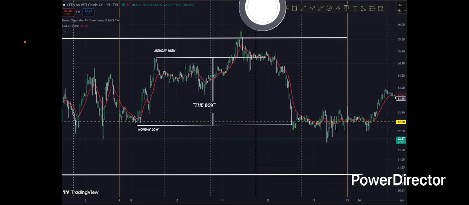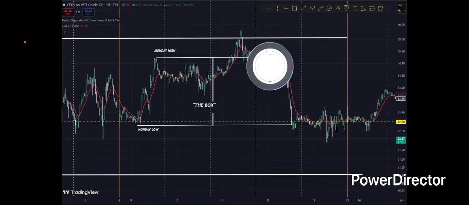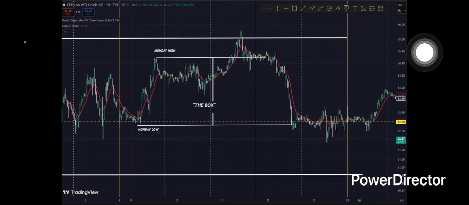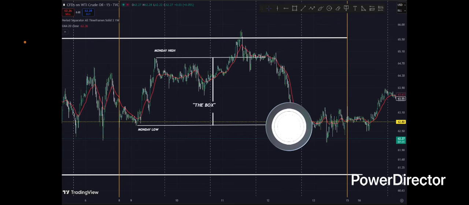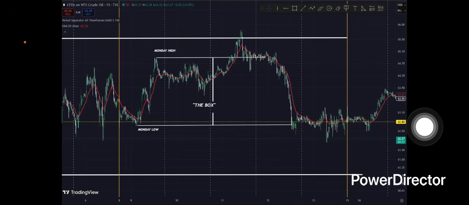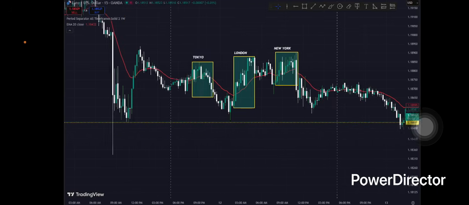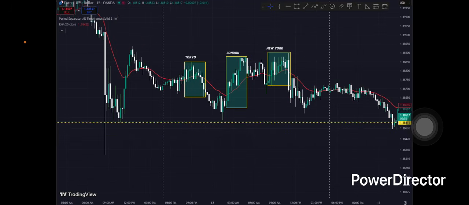Breaks the big box and the little box, coils sideways, and breaks down in the London session and New York session the next day. From high of week to low of week, from high of day to low of day. This is a clean, clear, well-engineered chart. That's what we're trying to trade. All right. Now let's look at one more example.